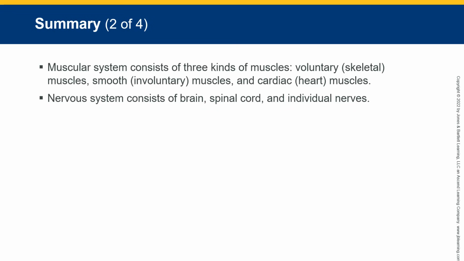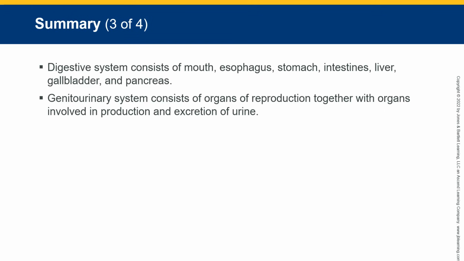The nervous system, of course, consists of the brain, spinal cord, and the peripheral nervous system. The digestive system consists of mouth, esophagus, stomach, intestines, liver, gallbladder, and pancreas. The genitourinary system consists of the reproductive organs, along with any organ used in the excretion of urine.